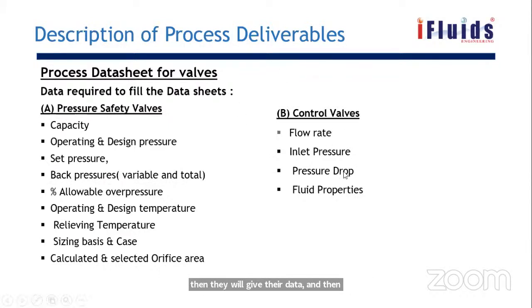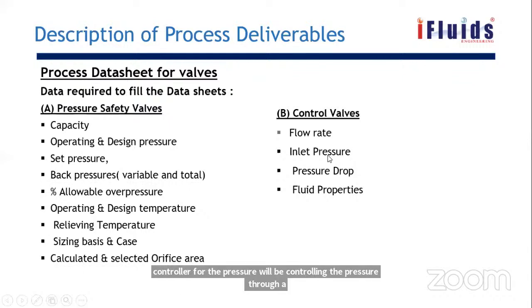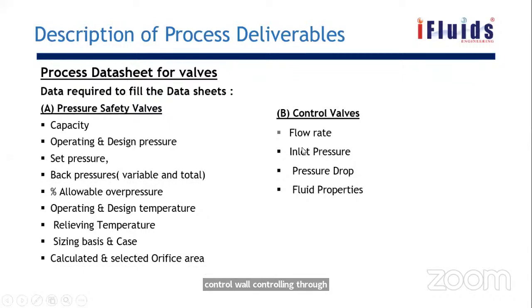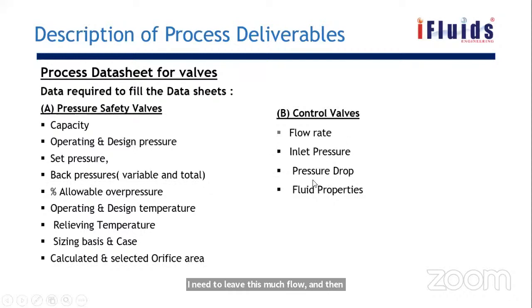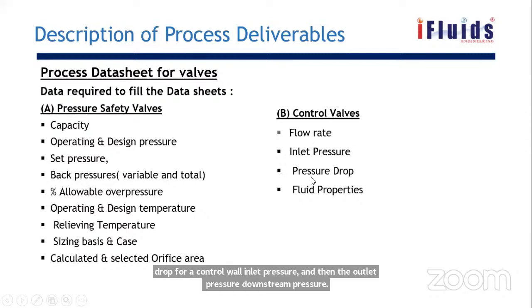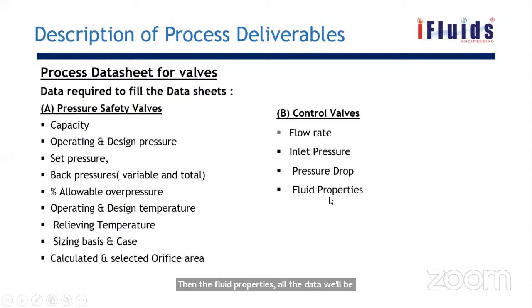And then control valve. Generally we talk about the control valve for pressure. We'll be controlling the pressure through a control valve, controlling flow through a control valve, and controlling level through a control valve. So we'll be giving relevant parameters for the different controls. Pressure means to maintain the pressure, I need to let through this much flow. And then the pressure drop for a control valve, inlet pressure, the outlet or downstream pressure, and the fluid properties. All those data we'll be giving to the control valve vendor. Then they will size it and give the control valve to us.